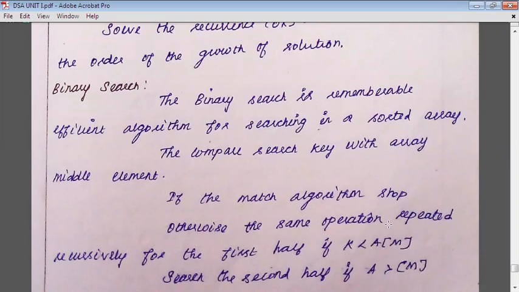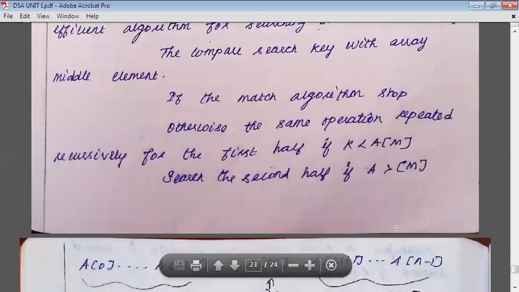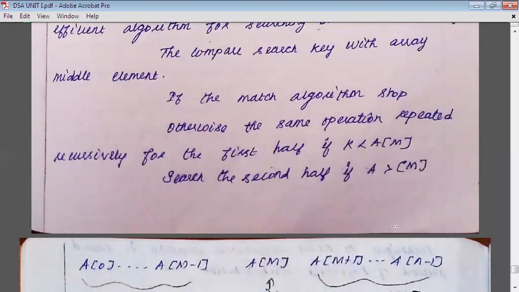Suppose the middle element of the array is equal to the given value, then we have found the value. Otherwise, we check whether the key is less than the middle element, in which case we search only the first half of the array. Suppose the given element is greater than the middle element, then we search the second half of the array. It is then repeated, so it is called recursively for the first half or second half, depending upon whether the given element is less than or greater than the middle element.